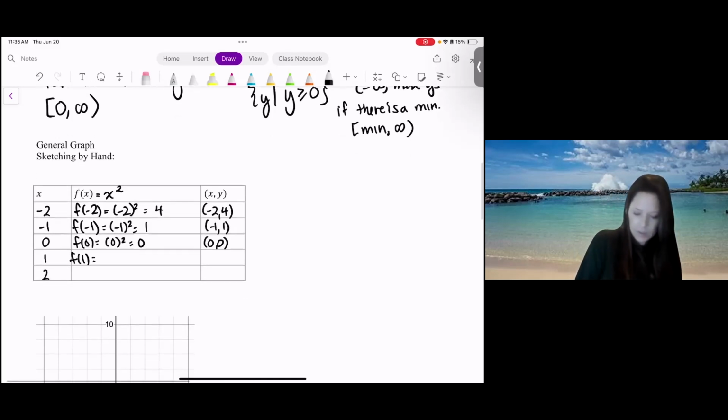F of 1 is equal to 1 squared. 1 squared is 1 times 1, which is 1. I have the point (1, 1). F of 2 is equal to 2 squared, which means 2 times 2, which is 4. And I have the point (2, 4).